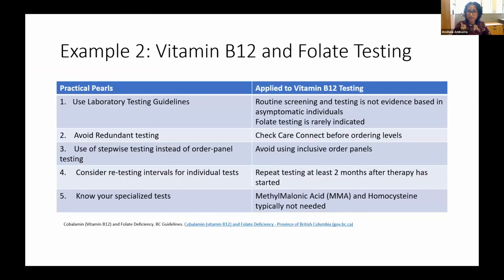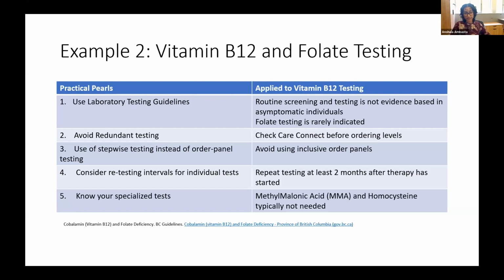So let's try to apply these pearls to another example, which is vitamin B12 and folate testing. First pearl, use lab test guidelines when they're available. If you Google this, you'll find that there are BC guidelines on B12 and folate testing as well. In fact, routine screening and testing is not evidence-based in asymptomatic individuals for B12, and folate testing is rarely indicated. So it helps to know that this is not a test that I need to routinely screen for. Avoid redundant testing, again with similar principles, harnessing existing EMR resources and using patient engagement.